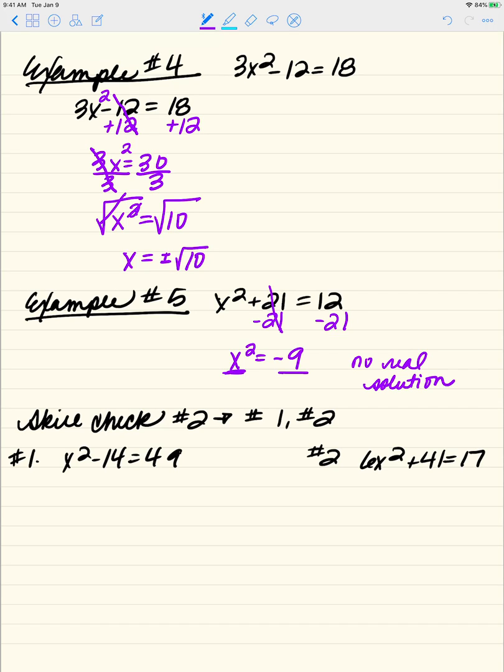Okay, skill check number 2. I'm going to tackle number 1 and number 2 here. So number 1, the first thing I need to do is undo the subtraction of 14. So I add 14 to both sides. That gives me x squared is equal to 63. I'm going to take the square root of both sides to undo the squaring, and x is equal to plus or minus the square root of 63. You can just leave it like that.